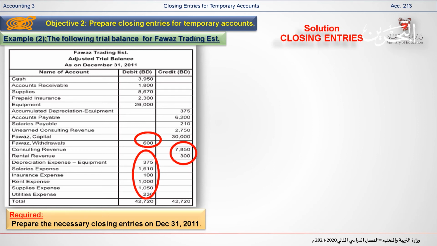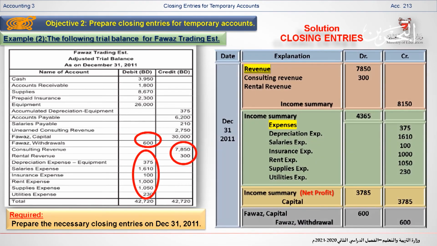The first step, you have to close revenues account, which are consulting revenue of 7,850 BD and rental revenue of 300 BD. You have to prepare one journal entry that debits consulting revenue and rental revenue accounts one by one and credits income summary for the total revenues of 8,150 BD.